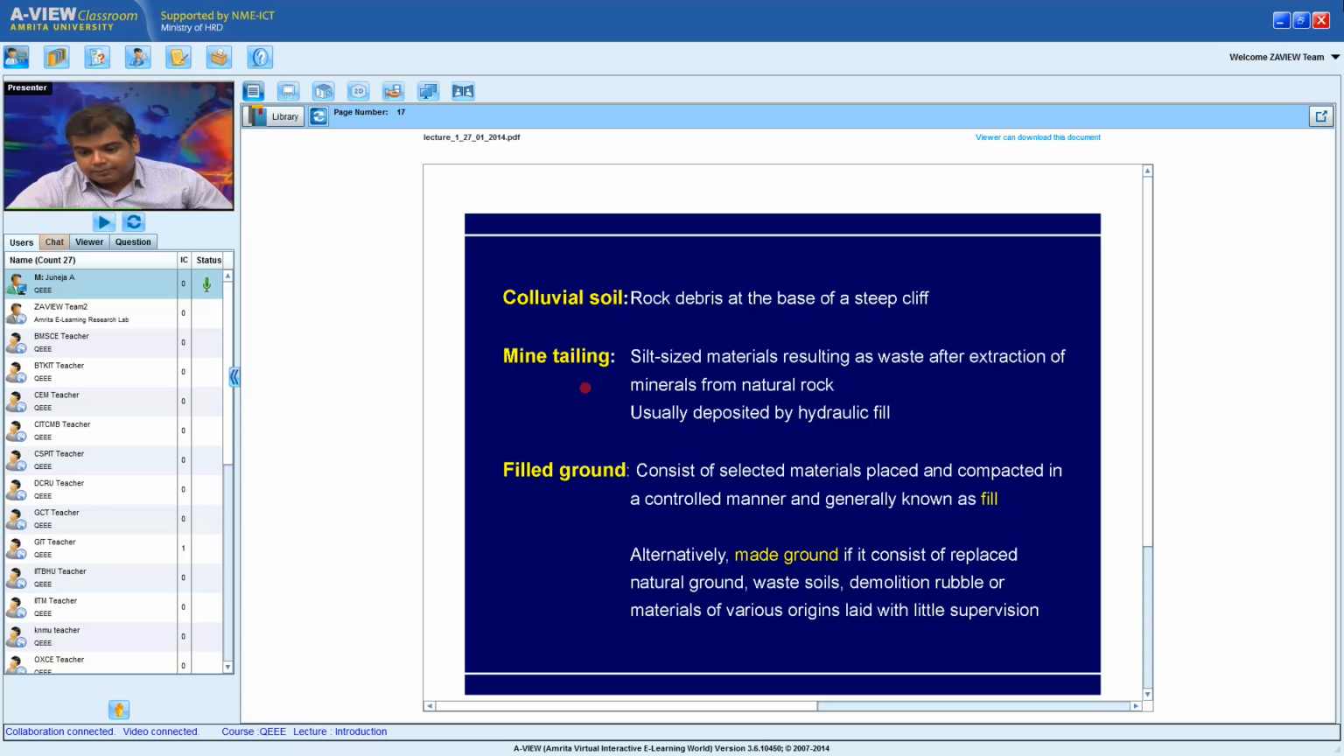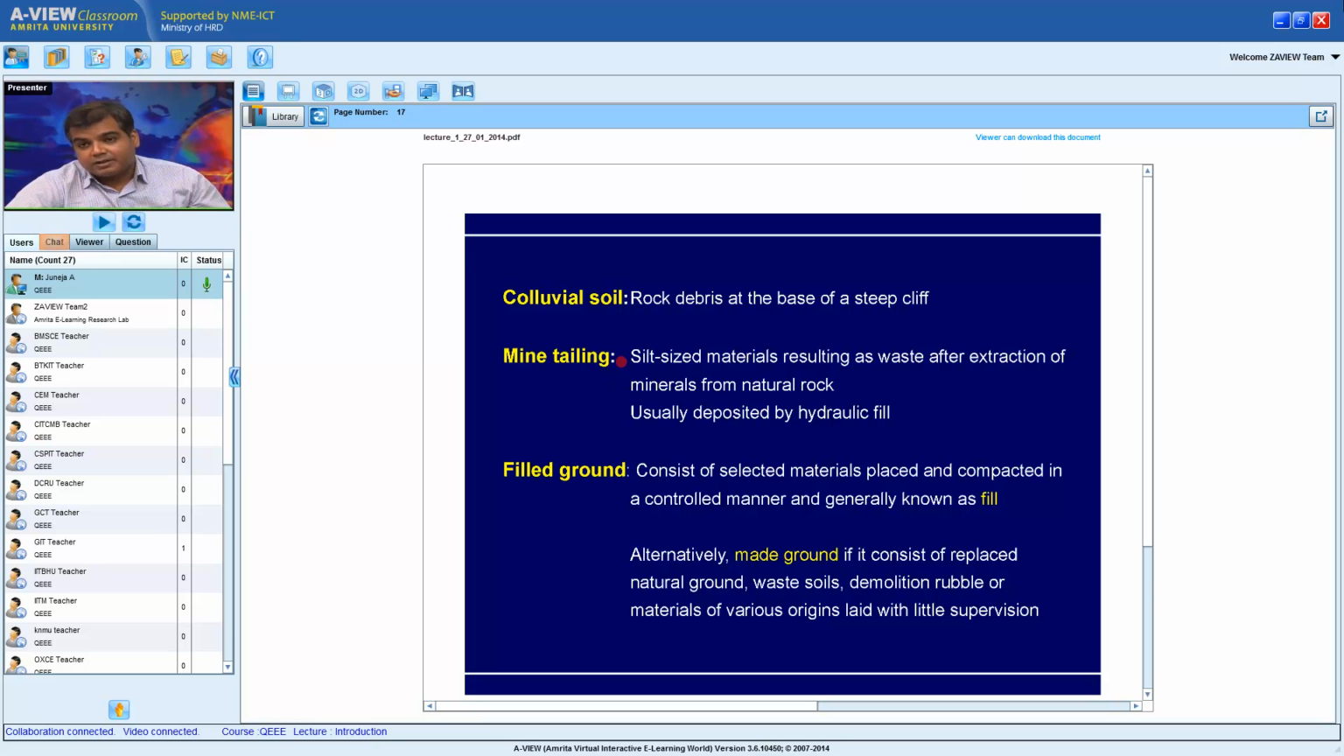Next slide. You have colluvial soil, which, as the name defines, is rock debris at the bottom of a steep cliff. So in fact, colluvial soil would be your residual soil. A mine tailing is a transported soil because it has been deposited. Usually mine tailings are deposited by hydraulic fill.